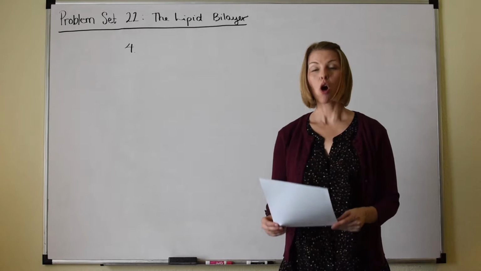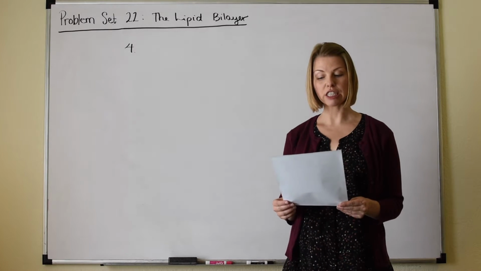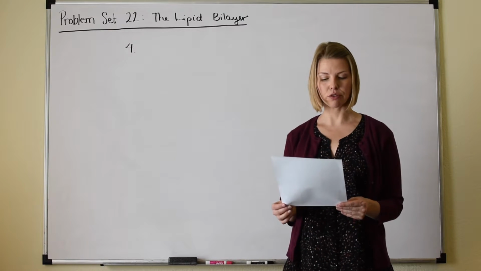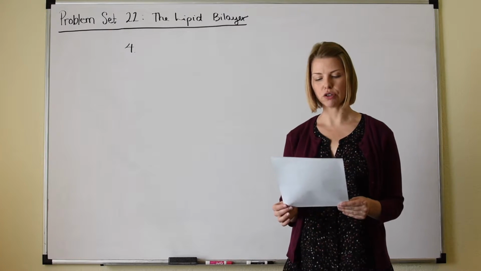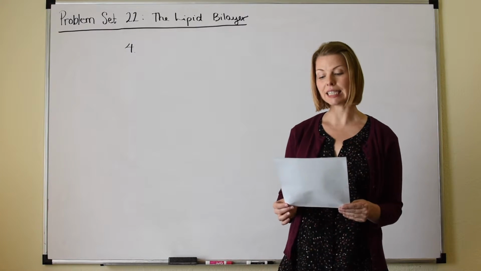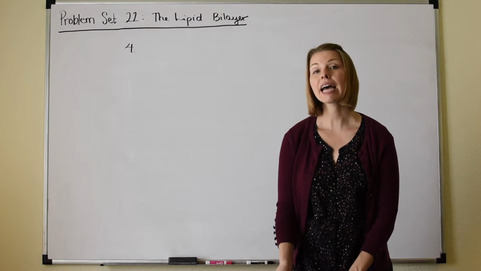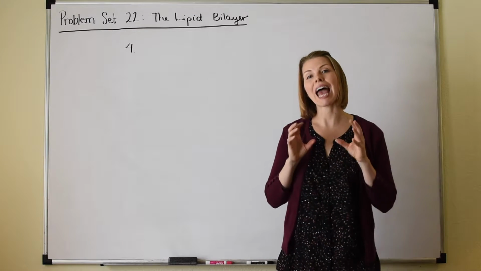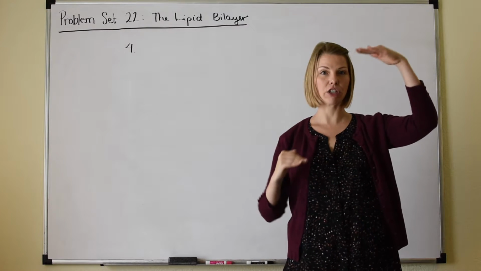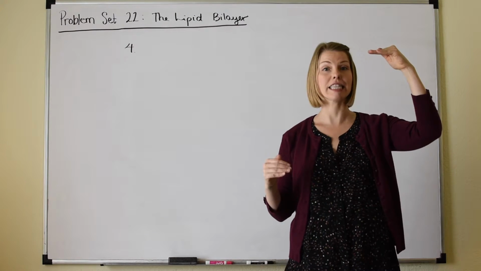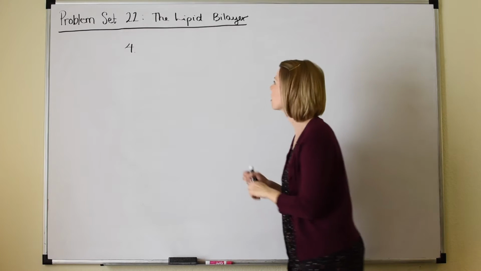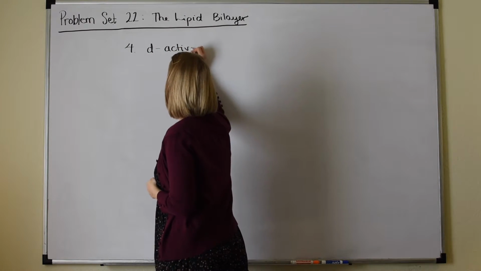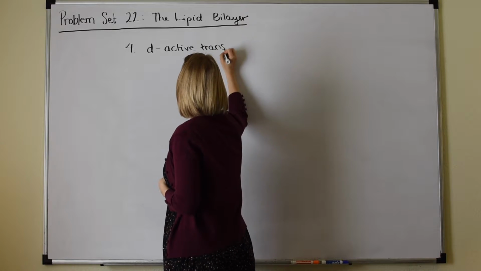Number 4, which of the following uses energy to maintain different concentrations across the cell membrane? A, simple diffusion, B, facilitated diffusion, C, passive transport, and D, active transport. The answer is D. Only active transport uses energy to maintain different concentrations across the cell membrane. So let's write that up here. D, the answer is D, active transport.